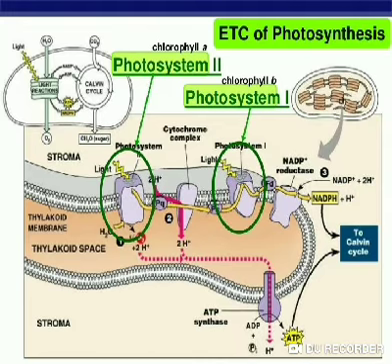Next, hydrogen ions in the thylakoid space go down the ATP synthase to produce ATP. Here, ATP and NADPH are passed down to the Calvin cycle.